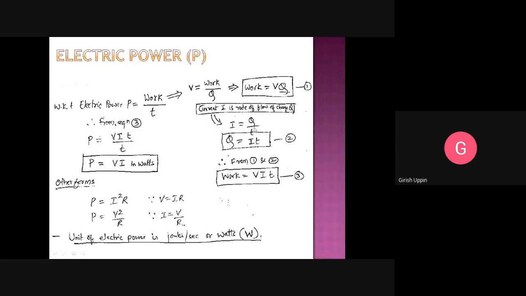I is equal to Q divided by T. Therefore, if I take T to the other side, Q is equal to I into T. If I replace this Q value in this equation, work will be V into I into T. So work is equal to V into I into T. So I will replace this work with V into I into T. Therefore power is equal to V into I into T divided by T. The time gets cancelled. What remains is P is equal to V into I.